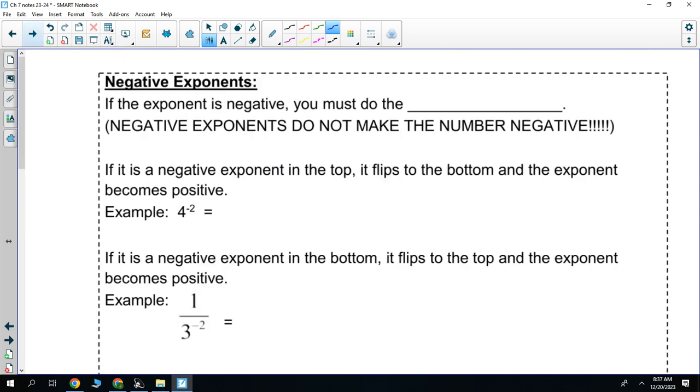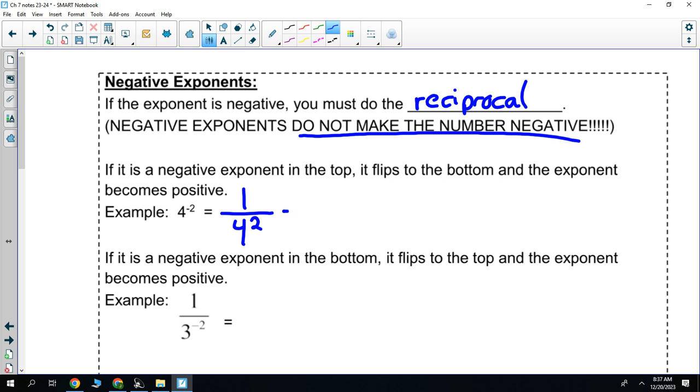So negative exponents. If the exponent is negative, you must do the reciprocal. Okay, so it's important to remember that negative exponents do not make the number negative. Okay, if it's a negative exponent at the top, it flips to the bottom and becomes a positive. So for example, 4 to the negative 2. Okay, right now this is in the top, so I'm going to bring that down to the bottom, and you're like, well, what's in the top? Well, when there's nothing in the top, you put 1 as a placeholder. So 4 to the negative 2 will become 1 over 4 squared, which would become 1 over 16.